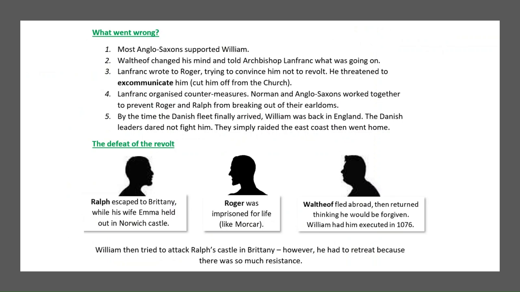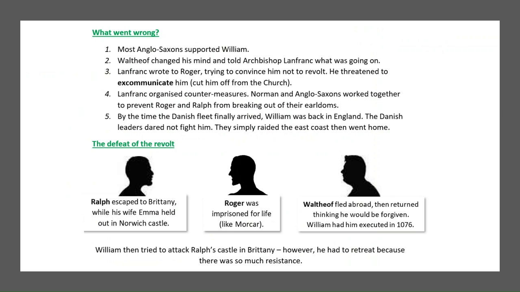What went wrong? Most Anglo-Saxons supported William. They would not help the rebellion. Waltheof changes his mind and tells Archbishop Lanfranc what was going on. Lanfranc wrote to Roger trying to convince him not to revolt. He threatened to excommunicate him, which is cut him off from the church. Really serious in medieval times. It means you can't go to heaven.